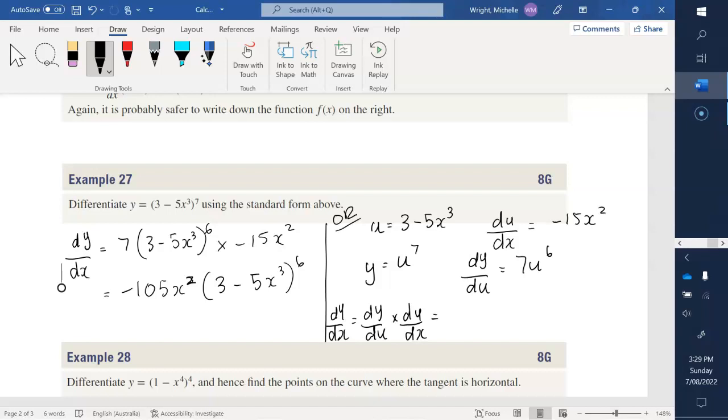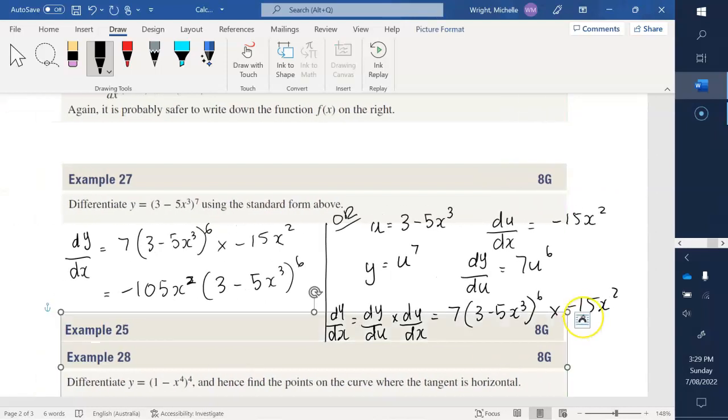Okay, my dy/du is 7u to the 6, but instead of the u, I'm going to put my x's back in. So it's going to be 7 lots of (3 minus 5x cubed) to the 6. That's my dy/du times my du/dx, which is minus 15x squared, which if you'll notice, is the same as this line here. So if I multiply those out, I'm also going to get my minus 105.